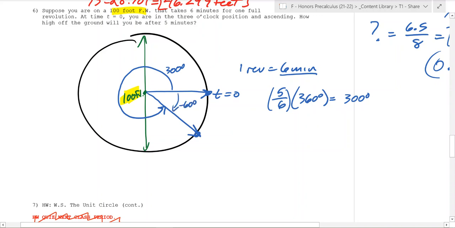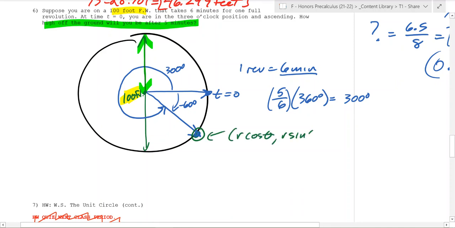So one way to look at this is to do the radius right here. Here's the radius, and it's asking how high off the ground will we be at 5 minutes. So if we use this, we're going to get that coordinate right there, which is r cosine theta, r sine theta. So when we do that, you're going to end up with r is 50, so 50 times sine of 300 degrees, and that's going to give you negative 43.301. Remember, that's giving you this distance right here, the distance down. This is the x-axis when we do these calculations.